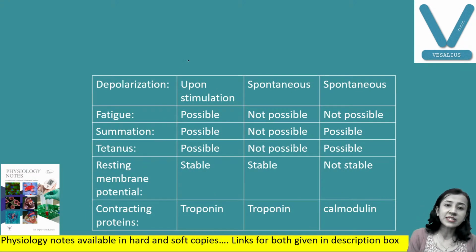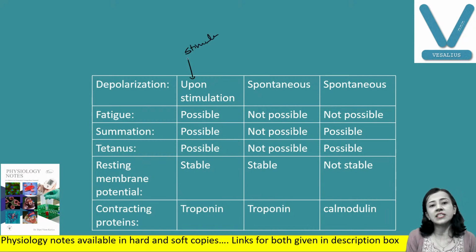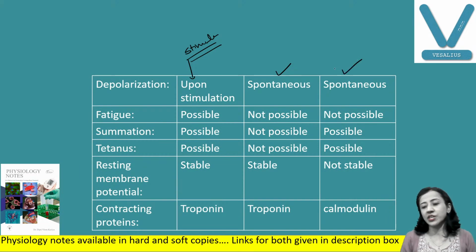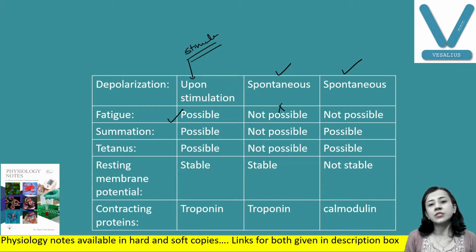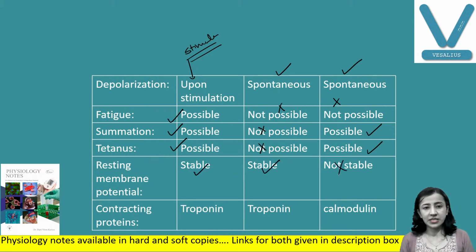Depolarization: skeletal muscle depolarization is by stimulation. If you stimulate the nerve, then there is depolarization. In cardiac muscle and smooth muscle, it is spontaneous. Fatigue is possible in skeletal muscle only, not in smooth and cardiac muscle. Summation is possible in skeletal and smooth muscle, not in cardiac muscle. Tetanus is possible in skeletal muscle and smooth muscle, not in the cardiac muscle. Resting membrane potential is stable for skeletal and cardiac muscle, not for the smooth muscle.